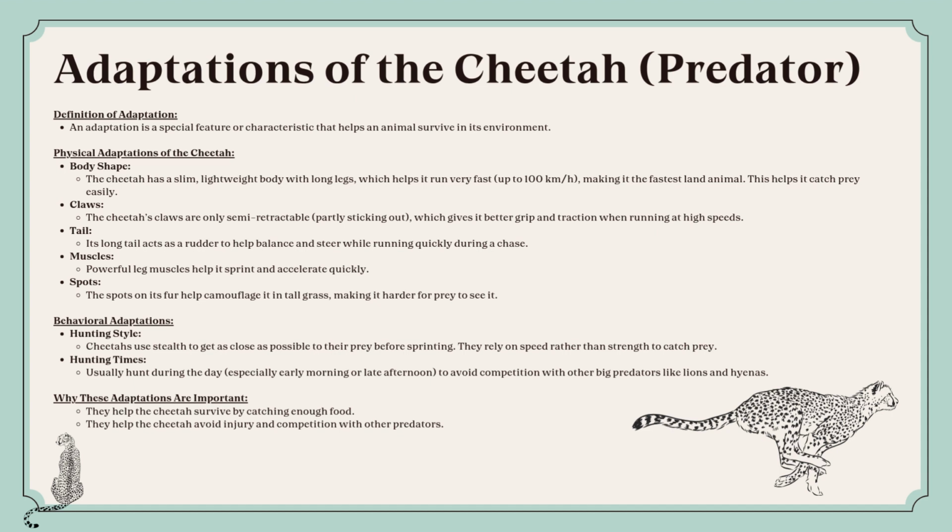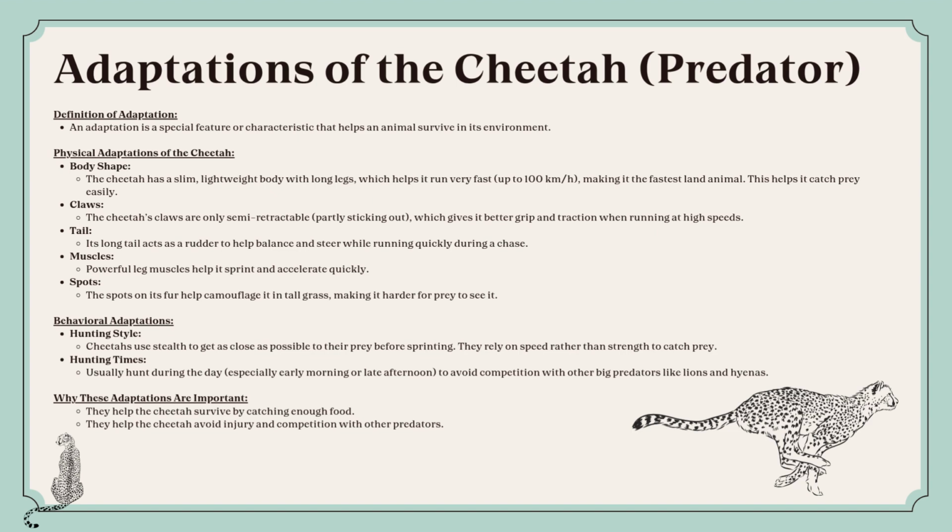So let's quickly look at the adaptation of a cheetah. A cheetah is a predator and it adapts in a few ways. Its body is slim and light, with long legs, which helps it run very fast, making it the fastest land animal. This helps it to catch prey very easily. If it didn't have this light body and long legs, it couldn't run so fast.